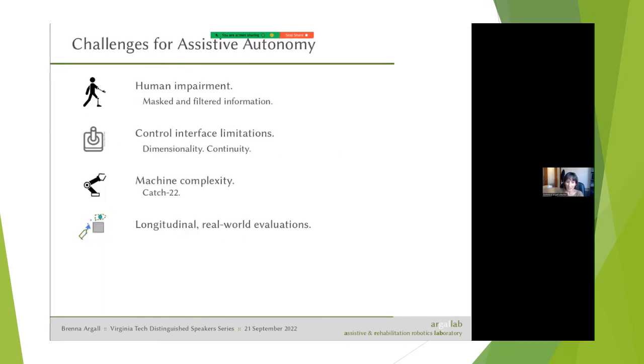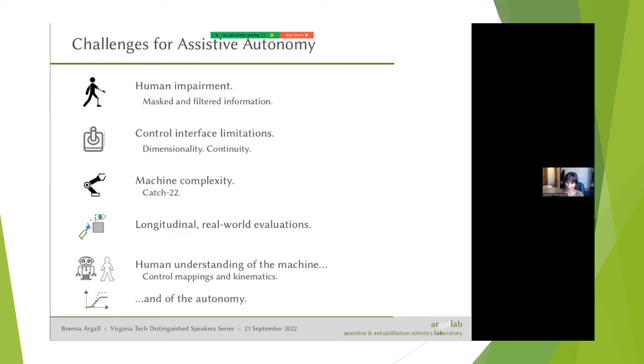So another challenge is the human's understanding of the machine, so of its control mappings and kinematics. If you've been watching this Jaco arm move, you know it's got these bent links and it's non-anthropomorphic. And so the way it moves can be unintuitive. So figuring out what kind of control signals you should be issuing in order to get motion to happen can be a challenging thing.